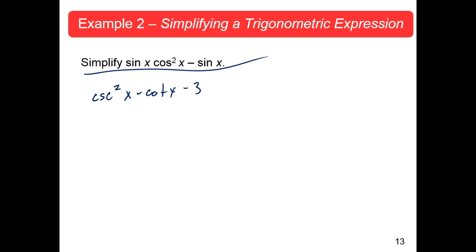So, how do you get cosecant in terms of either sine or cosine? What is cosecant? What is cosecant? Get to know these things. They are important. You'll use them a whole lot.